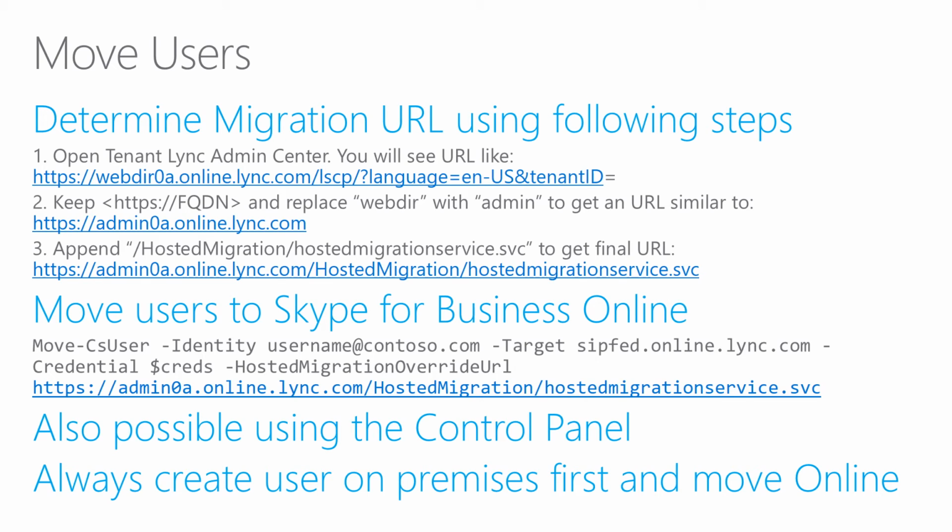Now, to effectively move users, you need to determine the migration URL, and you do that using the following steps. You need to open the tenant admin center, and you will find a URL which looks like this one: https webdir 0a or something similar .online.lync.com. Then you need to keep the https and fully qualified domain and replace webdir with admin, and then you get a URL similar to this one, and append /HostedMigration/hostedmigrationservice.svc, and there you get the final URL. And then for effectively moving users to Skype for Business Online using remote PowerShell, you need to use the Move-CsUser cmdlet, and at the end you have the -HostedMigrationOverrideUrl, which is the URL you just determined with the steps above.